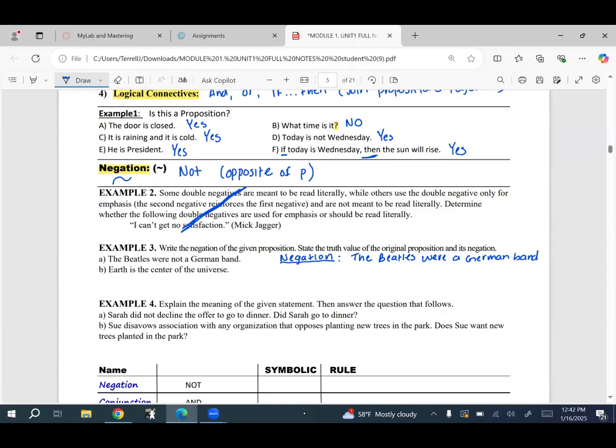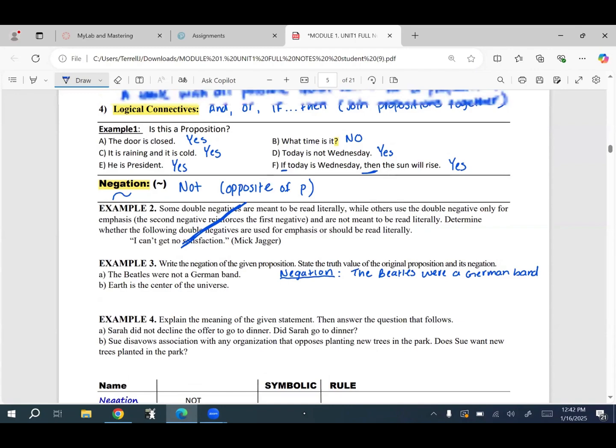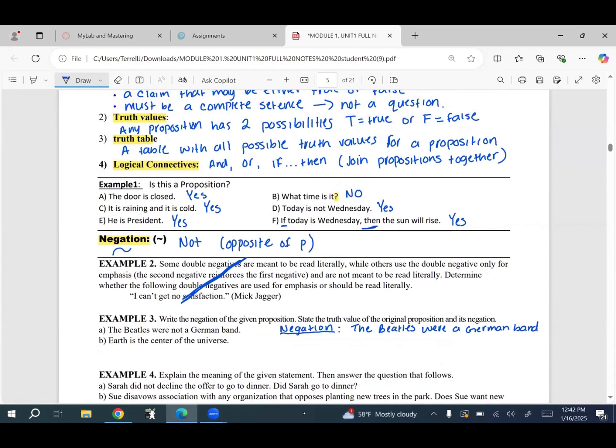And then the second part of this says, state the truth value of the original proposition and its negation. Remember what truth value means. Any proposition, look above, has two possibilities. It could either be true or false.